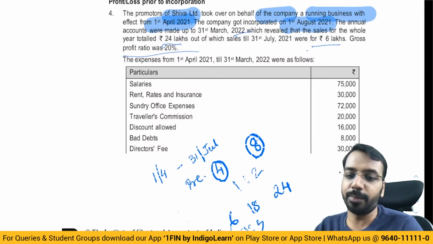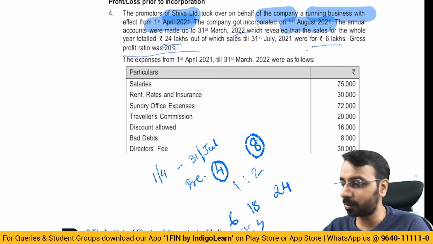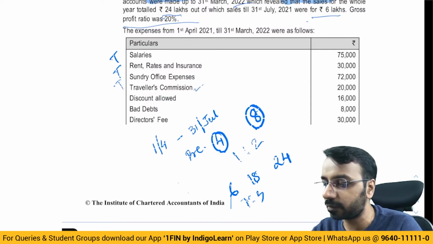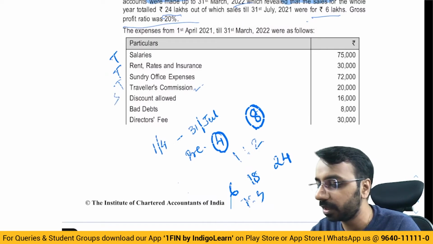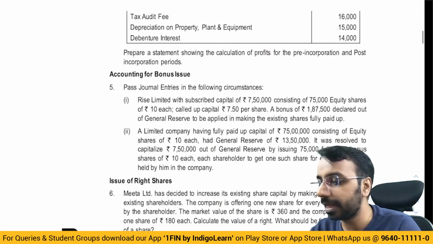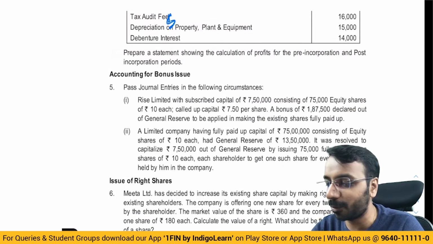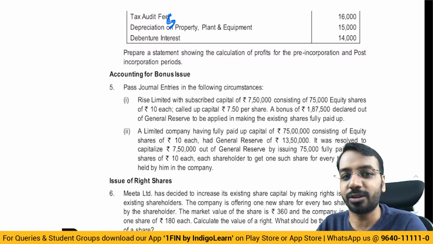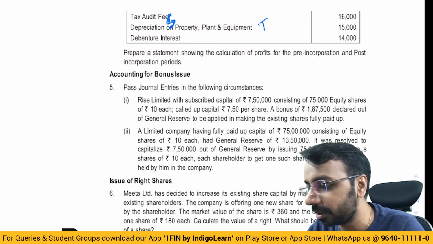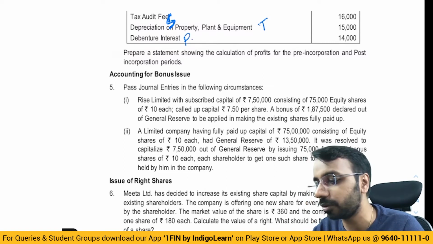Gross profit ratio is 20%. So, directly take the sales, calculate the gross profit. From that, salaries, time ratio, rent, time ratio, sundry office expenses, time ratio, travellers commission, if it is for sales, you will take sales ratio, discount allowed, sales ratio, bad debt, sales, director's fees, post incorporation, tax audit fee, I was about to write time ratio, but it has to be sales because tax audit is based on turnover. Okay, depreciation, time ratio, debenture interest, post incorporation only.